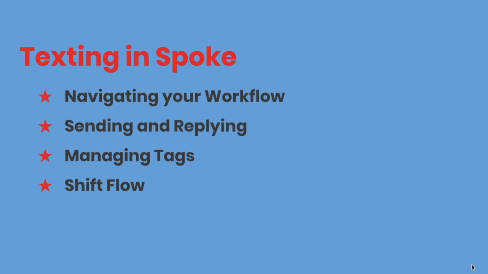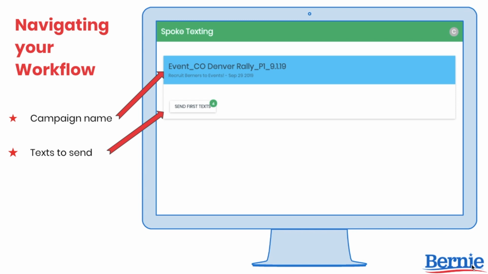Now we're going to dig into the mechanics of texting in Spoke, looking at navigating your workflow, sending and replying, managing tags, and the shift flow. This screen shows what we call your workflow. It shows all the texts on current campaigns you have left to send.